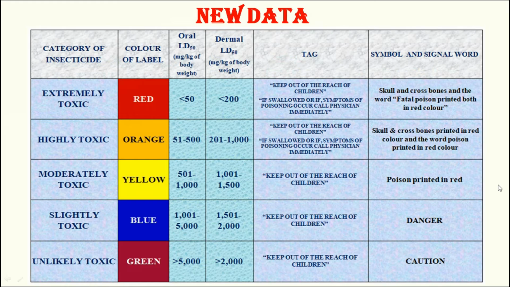Okay, now coming to this new data, here you can see the same things. The concept is the same, just more deeply classified, as so many insecticides are developed with varying types having different LD50 values. That's why it is more specifically classified. That is your new data.